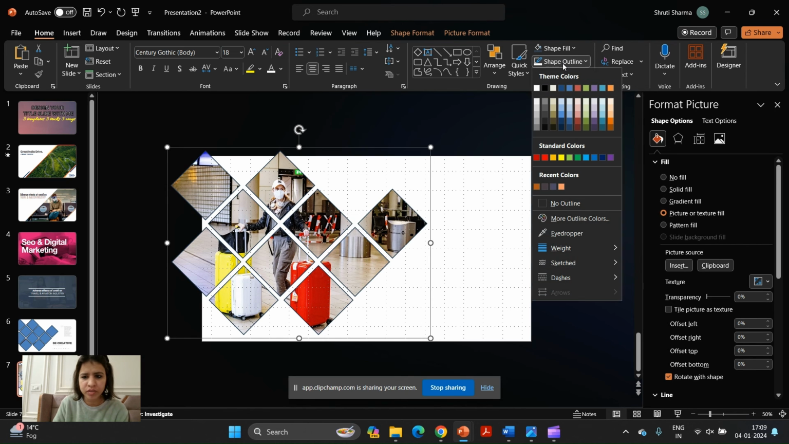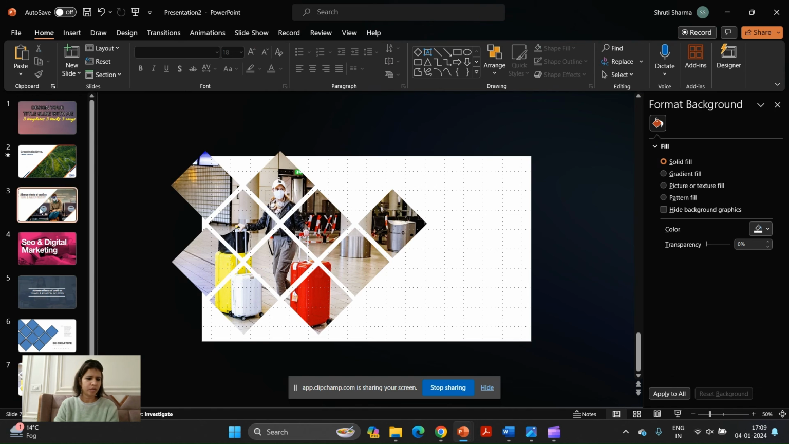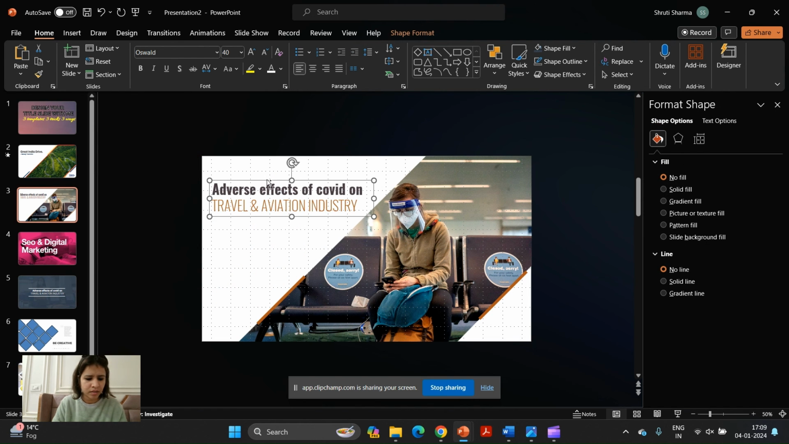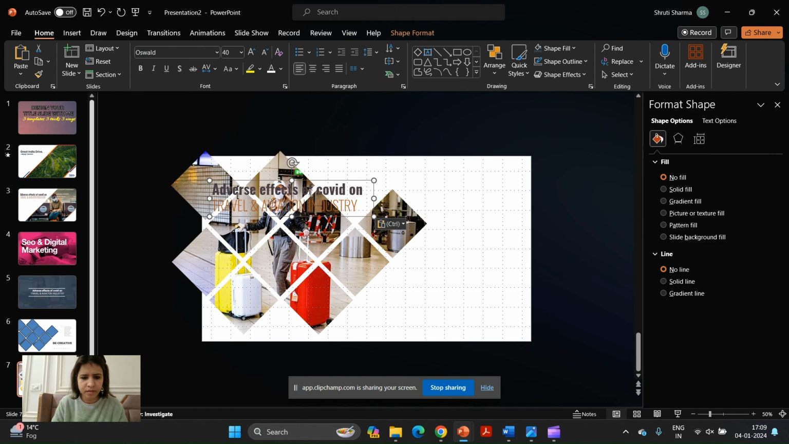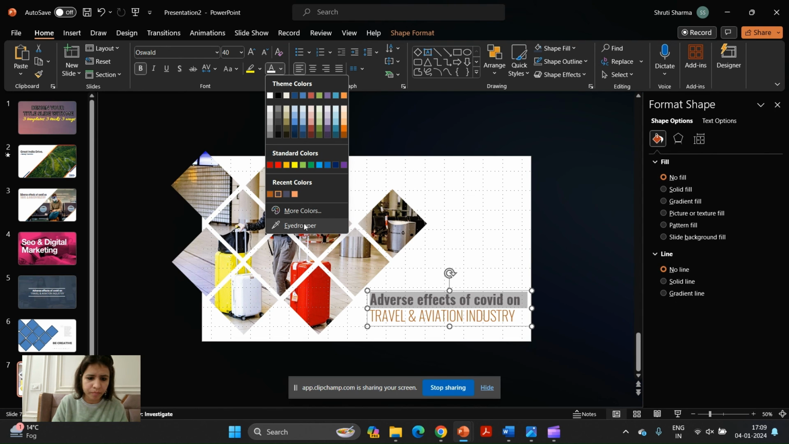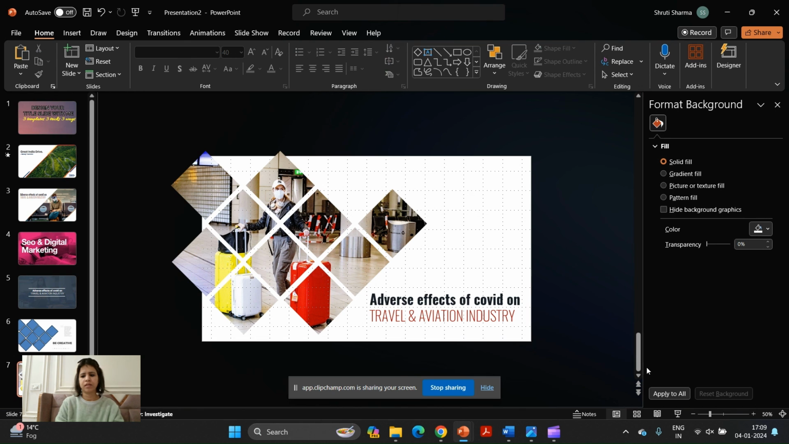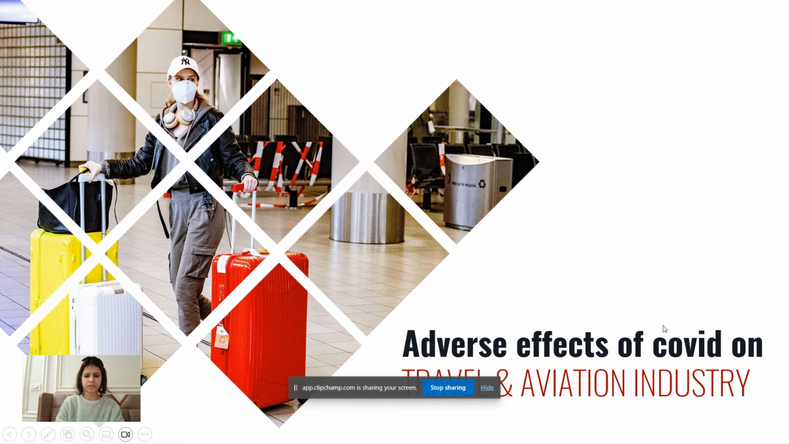I want to get rid of the shape outline, so I'm going to choose no outline. And now you can place your text over here. You can change the colors. You can pick the colors from the picture itself using eyedropper. So I'm going to take this black color. And for the bottom line, I'm going to use this red suitcase color. Look at this. This is your third option.